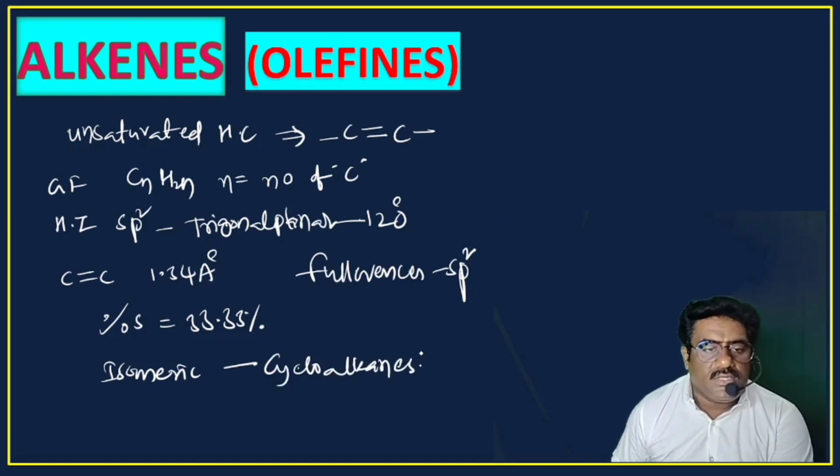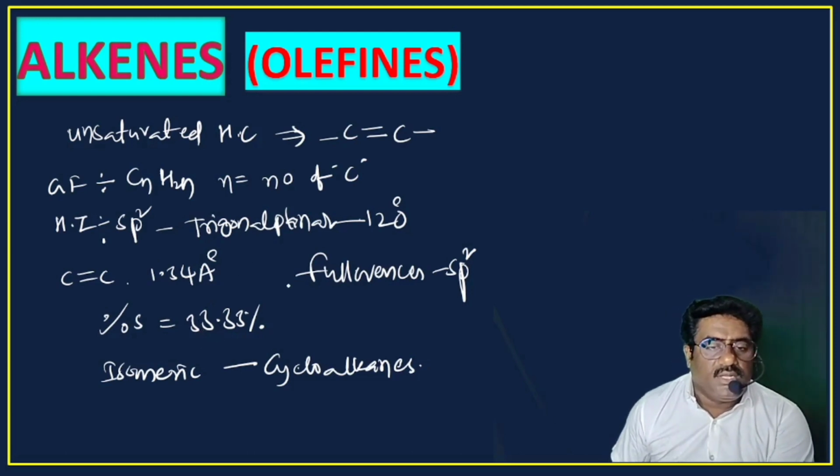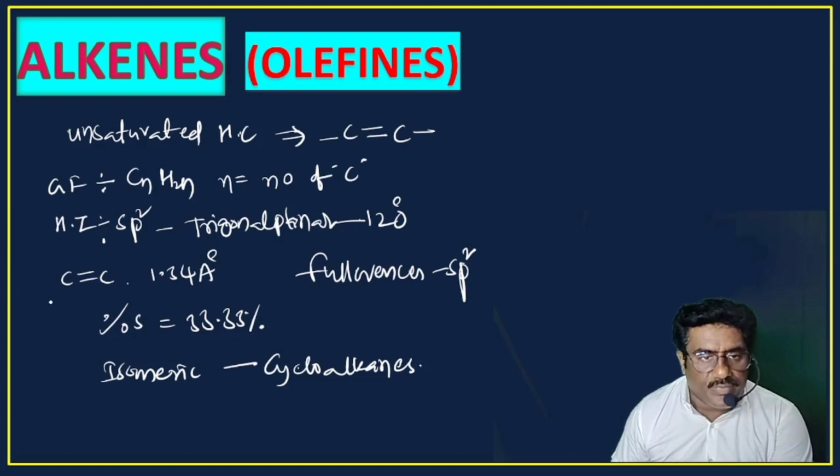This is the general introduction about alkenes. Alkenes are olefins, carbon-carbon double bonded. Its general formula is CnH2n. N stands for number of carbons. It undergoes sp2 hybridization, trigonal planar. Its bond angle is 120 degrees. Bond length is 1.34 angstroms. Percentage of the s character is 33%. Let's move on. The general methods of preparation of alkenes.